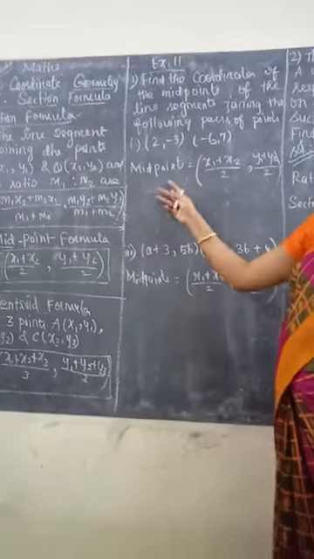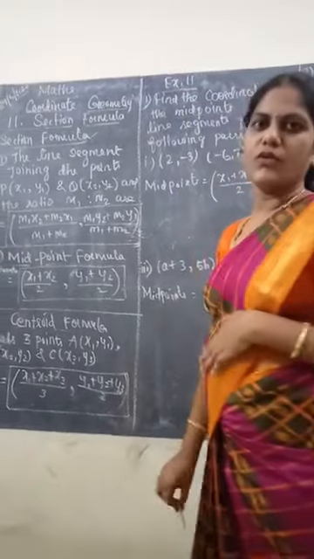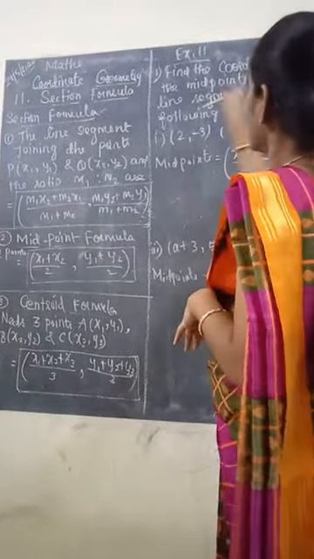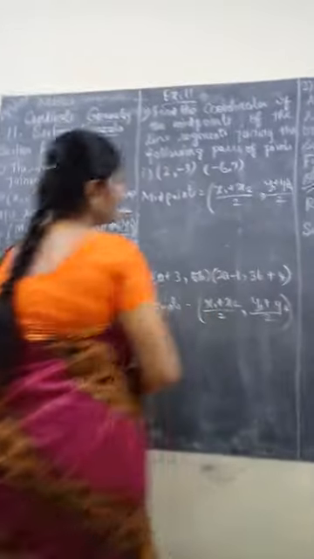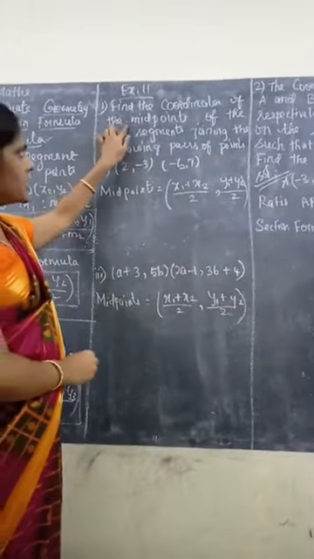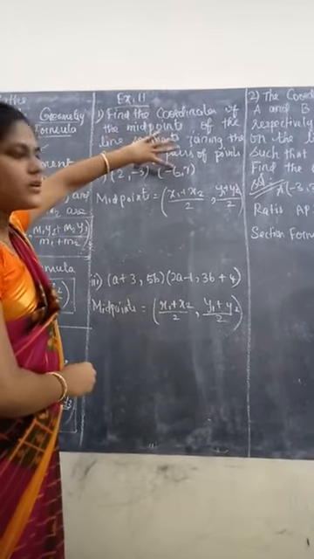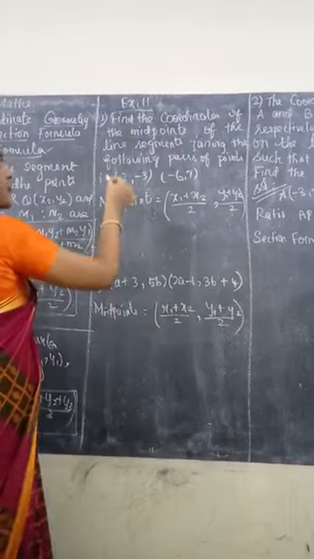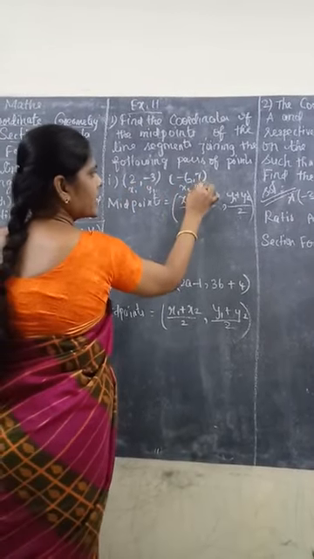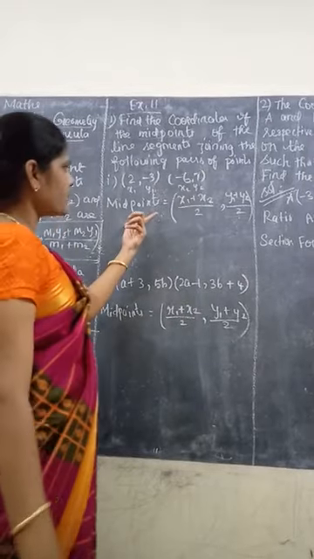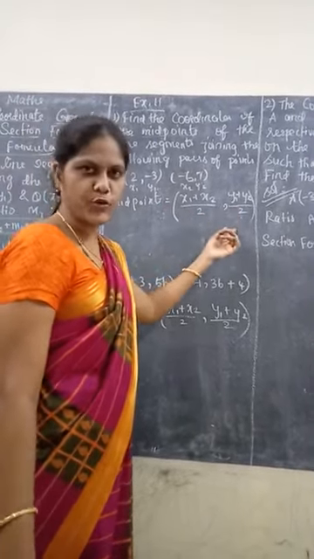Okay, listen, the first question. Find the coordinates of the midpoints. What they asked is to find the midpoints of the line segment joining the following pairs of points. Here the question is we need to find the coordinates of the midpoints. Here they gave 2 points. First point you take as x1 y1, second point you take as x2 y2. What's the midpoint formula? (x1 plus x2) by 2, comma (y1 plus y2) by 2.